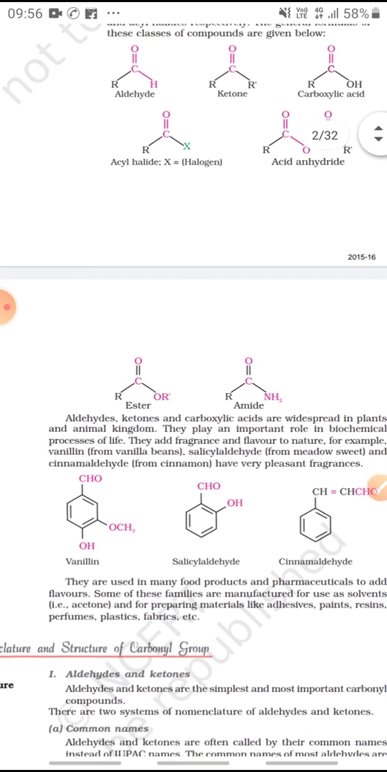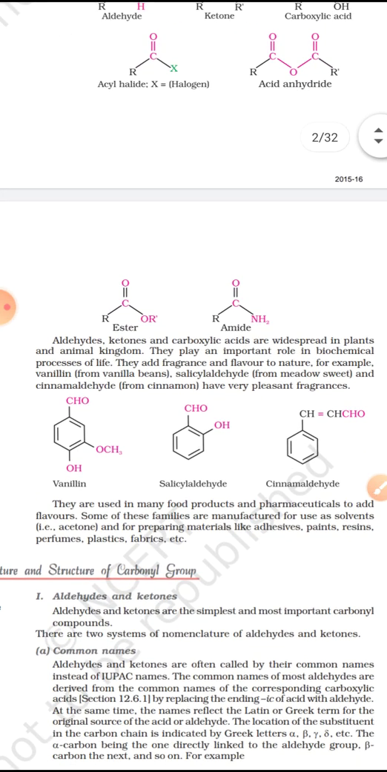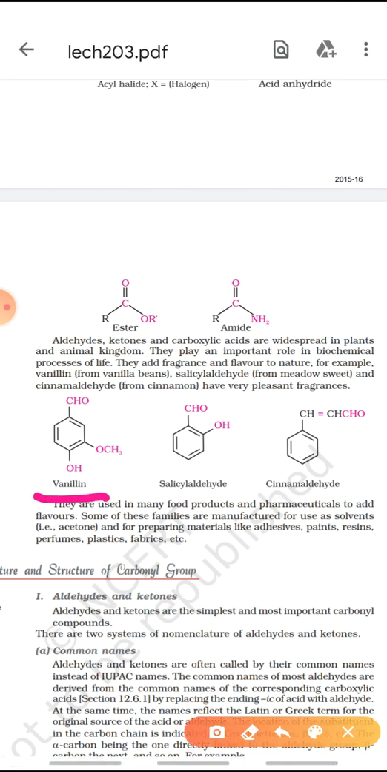Yes, vanillin, which is extracted from the vanilla beans, contains the carbonyl group. Similarly, salicylaldehyde is present in meadowsweet, and elaichi, we call the cinnamon. In that also the fragrance is present because of the presence of the aldehydic group. You can note down the formulas for vanilla extract, the salicylic acid and the fragrance substance that is present in the cinnamon.